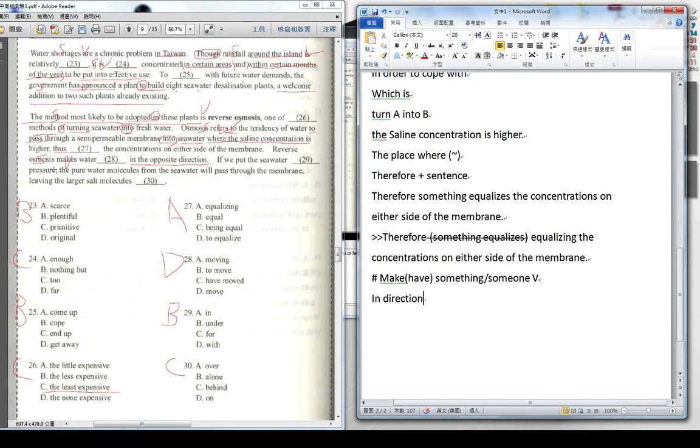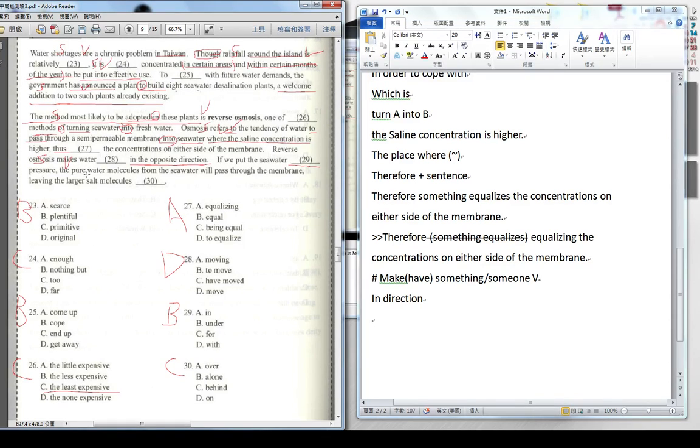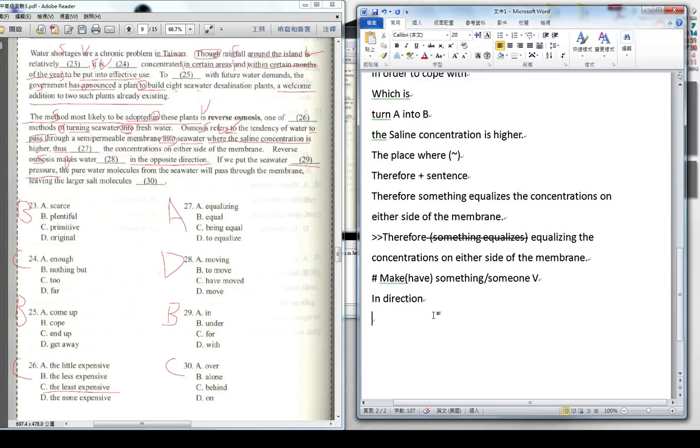So make water move. So this question just tests you about the usage of make. So make water move in the opposite direction. And the last one, if we put the seawater under pressure. So under pressure is just a common usage. We often say under pressure. I am under great pressure. 就是我现在有很大的压力。So under pressure.